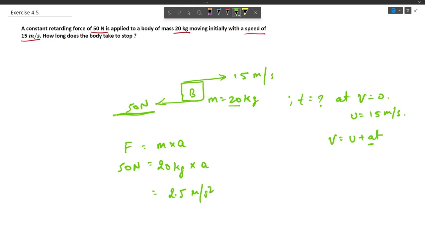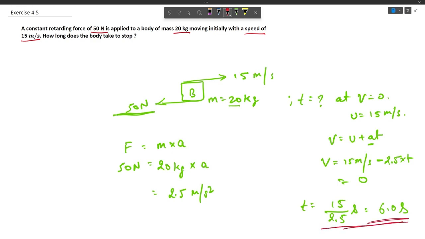Since this acceleration is acting in the opposite direction of velocity, we can take acceleration as negative in this equation. Now substituting acceleration in this equation, we have v equals 15 meter per second minus 2.5 times t, equal to 0. Now t would be equal to 15 divided by 2.5 seconds, that is 6 seconds. So the body will come to rest in 6 seconds.